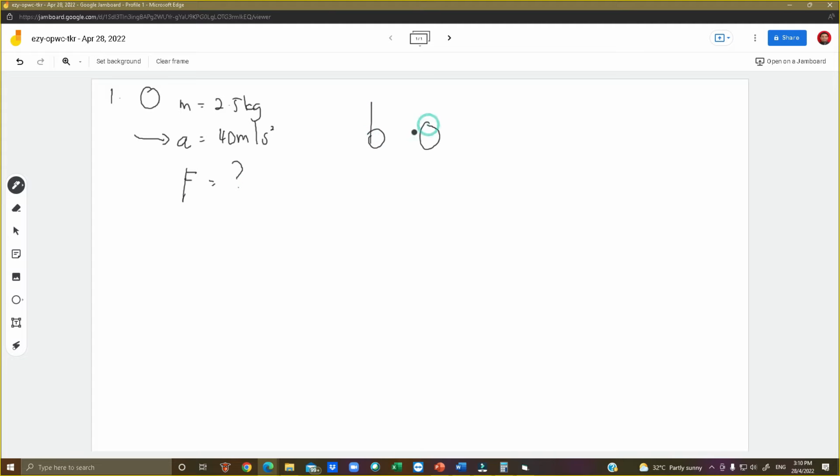Okay, one is sepak bola, it caused the ball to accelerate at 40 meters per second, and this ball is 2.5 kg. How much force is being applied? Okay, berapakah? Ini straightforward equation ni.